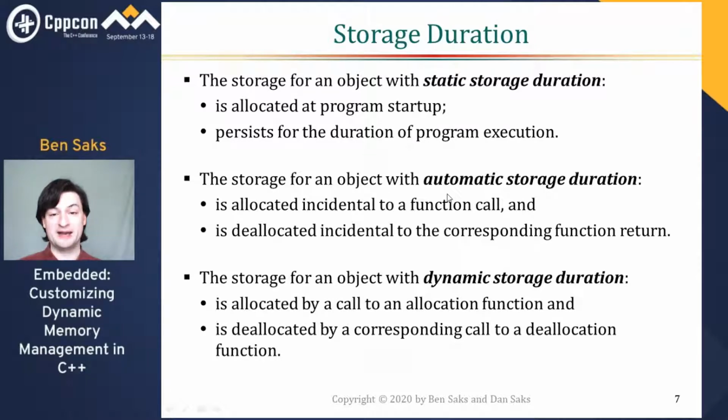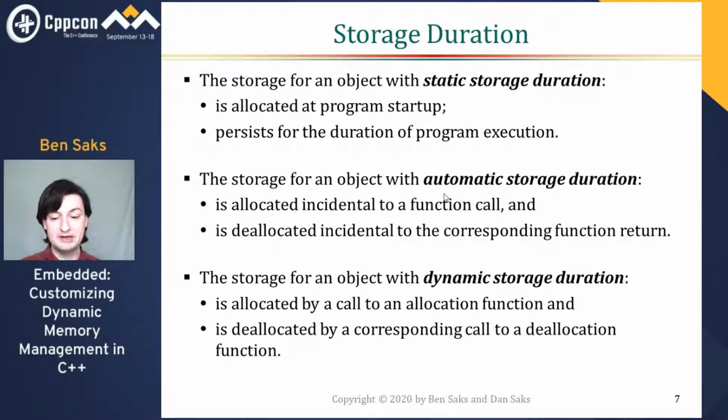For objects with automatic storage duration, this is what we think of when we think of objects created on the stack: function parameters, variables that are local to functions, things like that, where the memory for them is allocated on the stack at the point when control enters the function call, and it lasts until control leaves that function call. So those objects are created, they stay around for however long they're needed for that function, and then they go away.